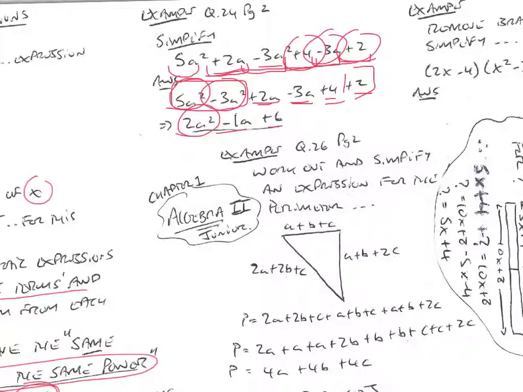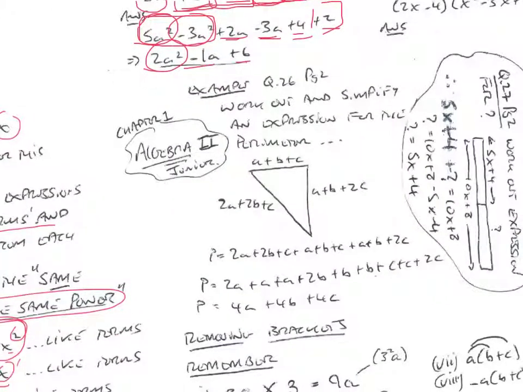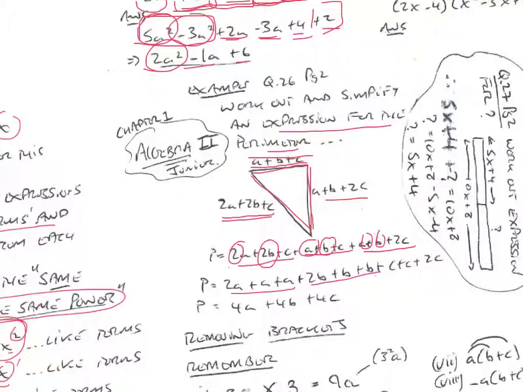Okay. And then question 26 on page 2 of the book asks you to work out and simplify an expression for the perimeter of the triangle. One side is 2a plus 2b plus c in length, the other is a plus b plus c, and the other one is a plus b plus 2c. So the perimeter is the sum of the three sides. So that would be equal to 2a plus 2b plus c, plus a plus b plus c, plus a plus b plus 2c. Gather your like terms: your 2a, your a and your a. Gather your 2b, your b and your b. And gather your c, your c and your 2c. And then that's 4a plus 4b plus 4c. So that's how to simplify algebraic expressions. It's done simply by noting what the like terms are, gathering them, and then adding and subtracting them.